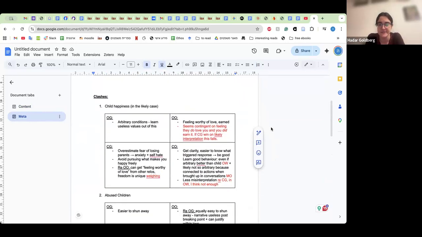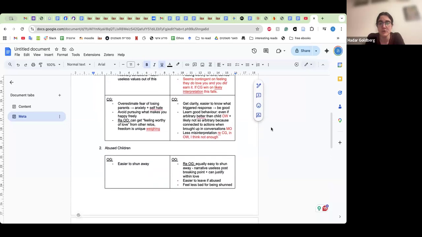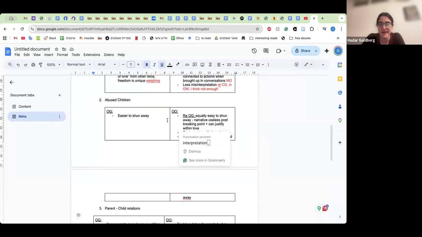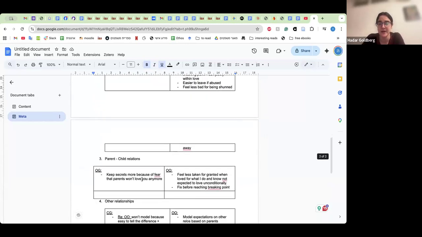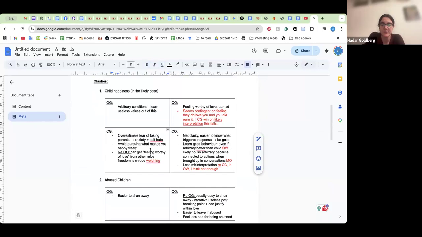when they feel like the love is earned. And from OG, while we didn't have much directly on the child happiness, we did hear that in the likely case it will harm parent-child relations because children will hide more stuff from their parents. So why does CG win over both of these?